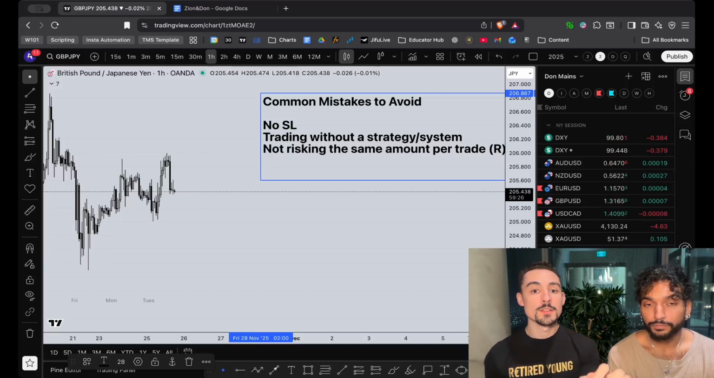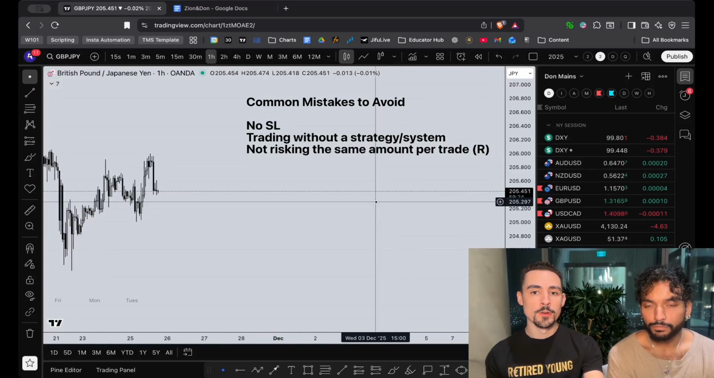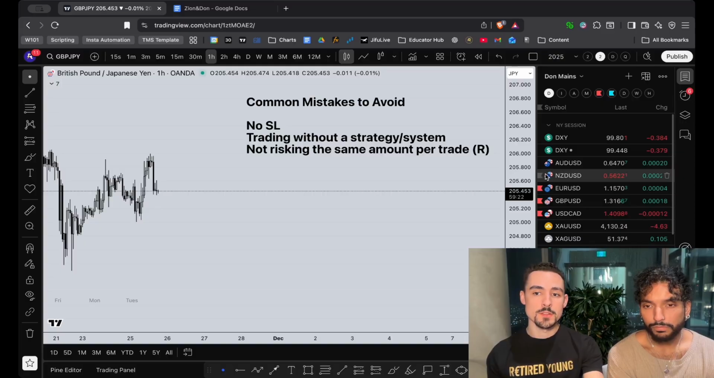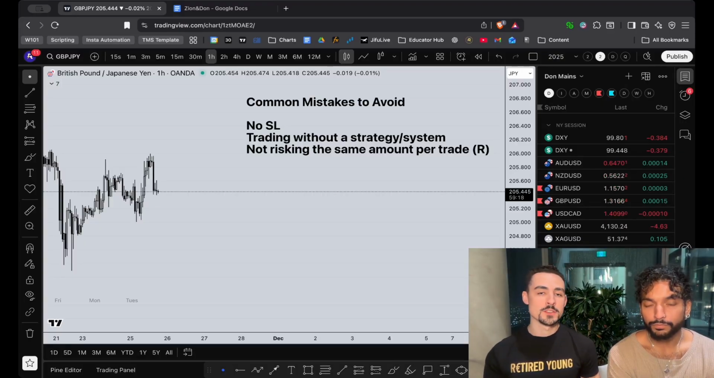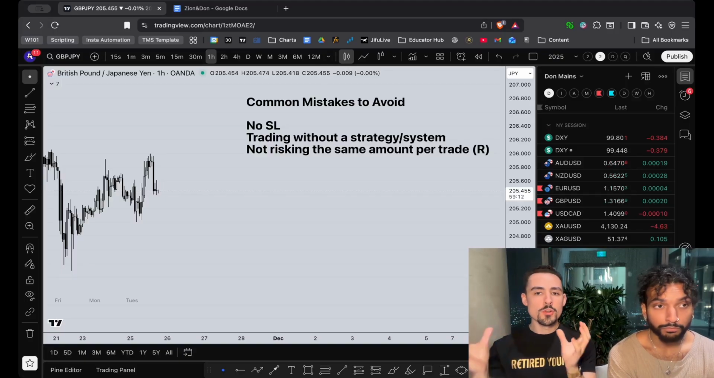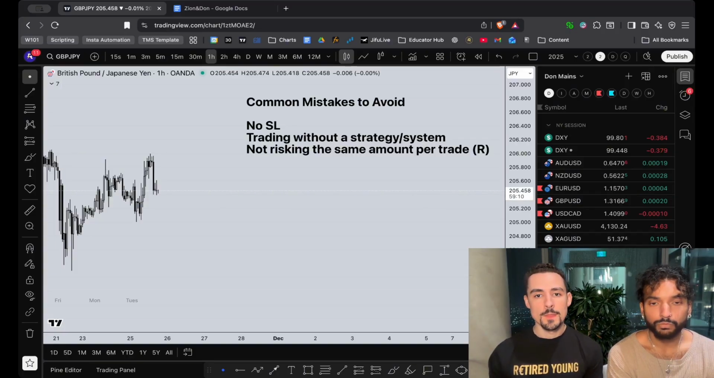And if you are inconsistent with your risk, where let's say one trade you decide to risk, I don't know, $100 on the trade, you lose the trade, you're down 100. But then the next trade you decide to risk $300 on the trade and you lose that trade, now you're down 400. There's no consistency that will really allow you to properly make back those losses.